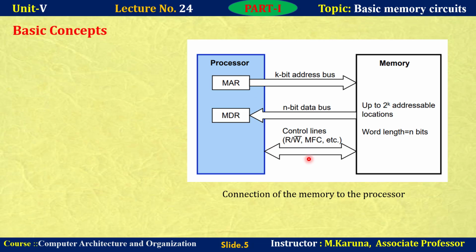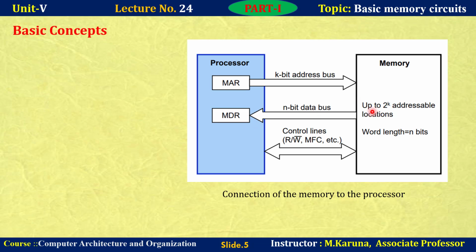In this example, the directions are indicated for transmitting the data from memory to processor. That means the read operation is performed by the processor. Let us see how the read operation is performed. Because of the read operation, the direction of the data lines is towards the processor.